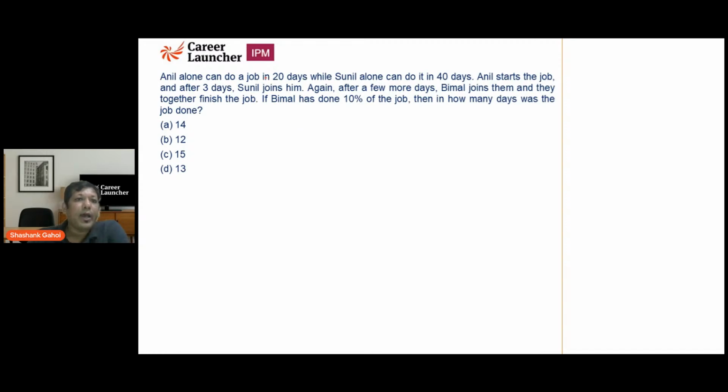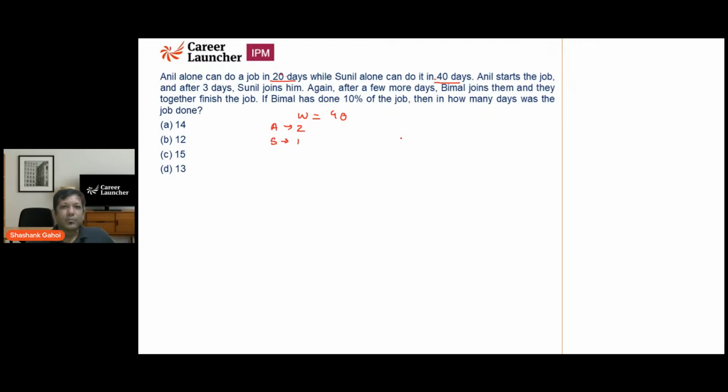Okay. Anil alone can do it in 20 days. Sunil alone can do it in 40 days. So basically, I am going to assume the work is the LCM of 20 and 40. So I am assuming total work is 40. Anil finishes 40 units in 20 days, so Anil does 2 units every day. And Sunil is finishing 40 units in 40 days, so Sunil is doing 1 unit per day.